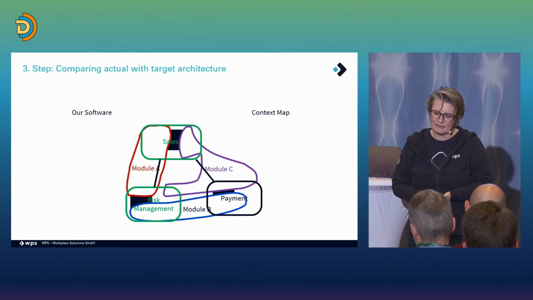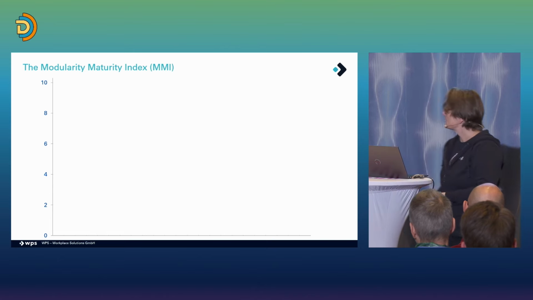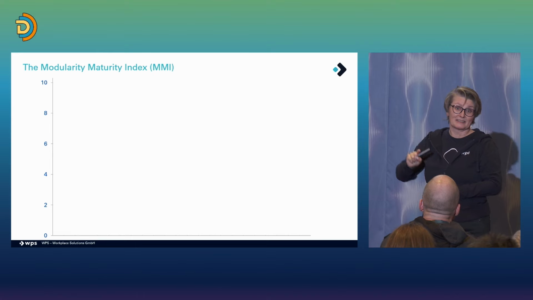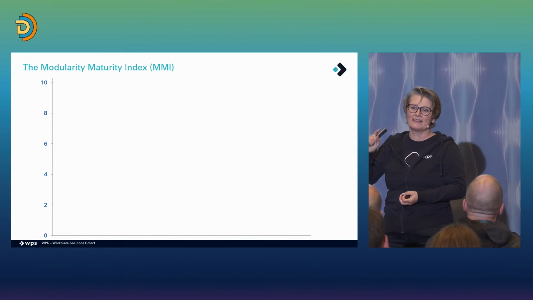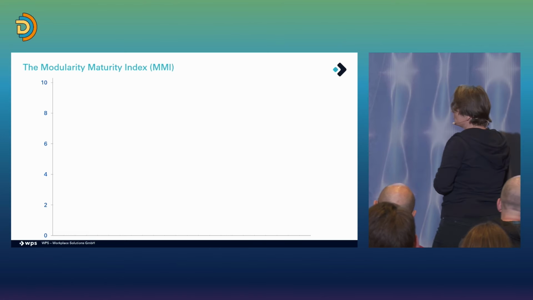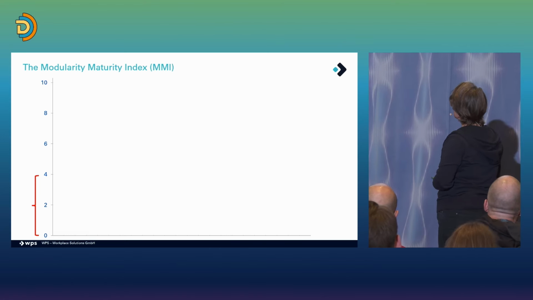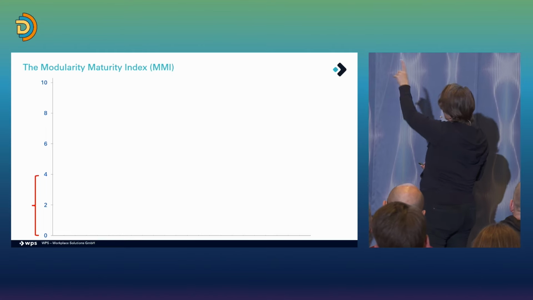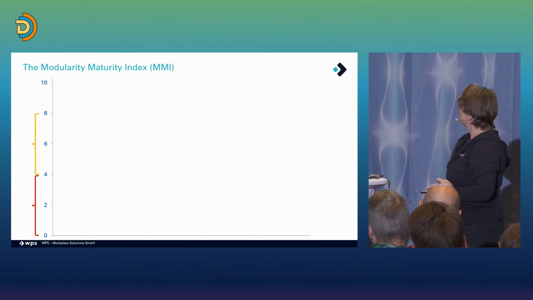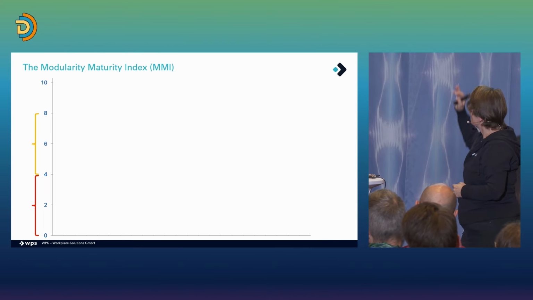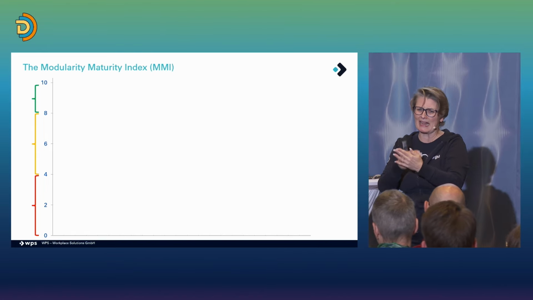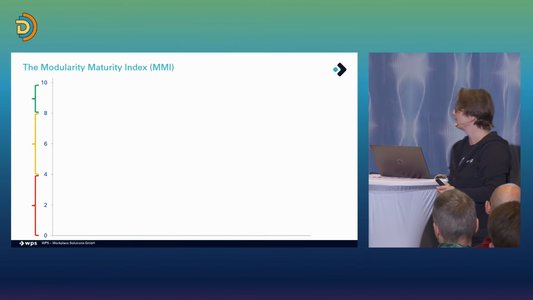And we invented something that we call the Modularity Maturity Index. So we give them a grade from 0 to 10, where they are with their structure in the software. And I will show you like 21 systems. I will start there. If you're very bad, you're in between 0 and 4. If you're in the middle, mediocre, you're between 4 and 8. And if you're really good, so if it fits pretty well, you're between 8 and 10.